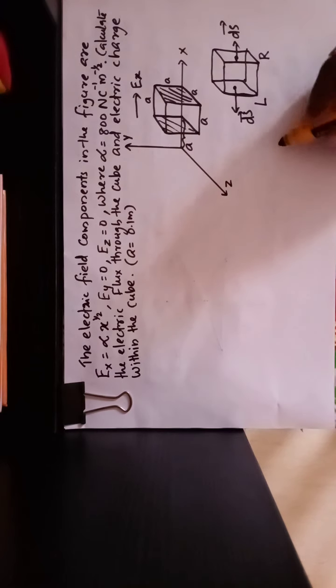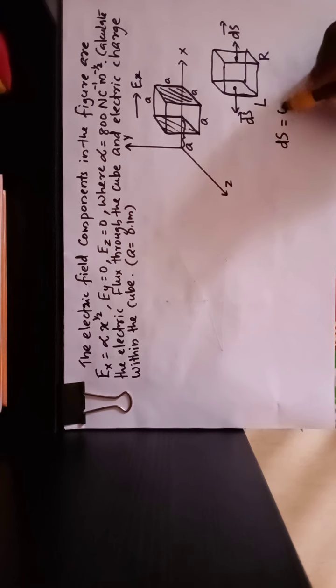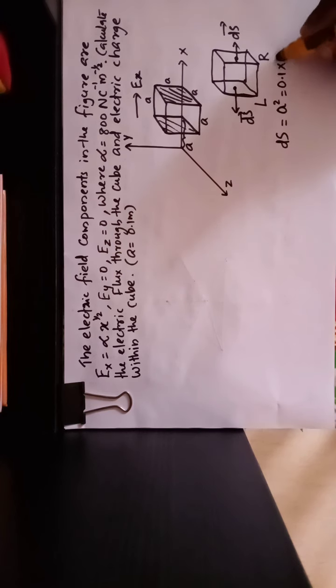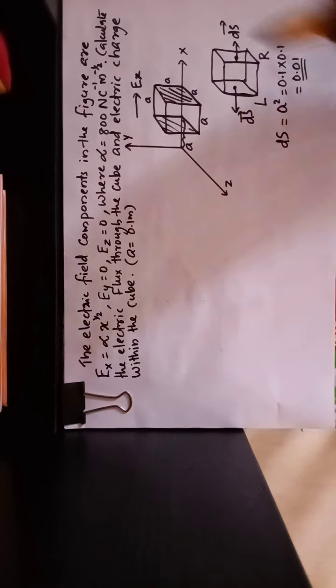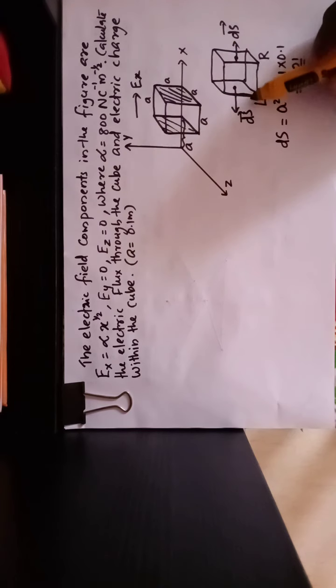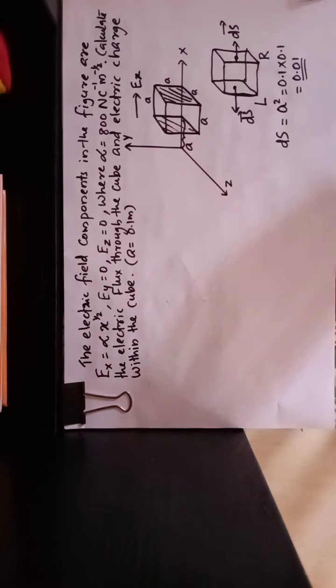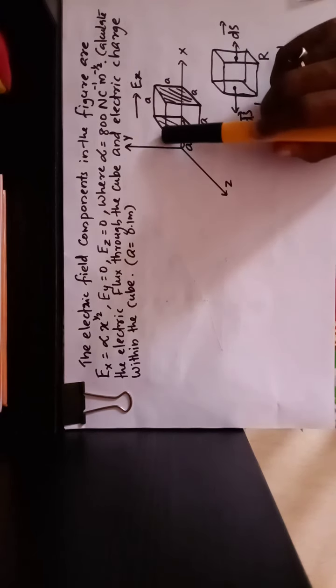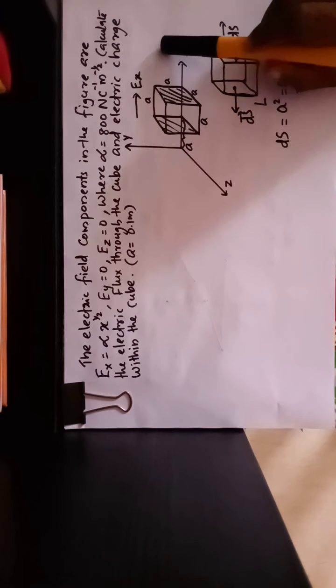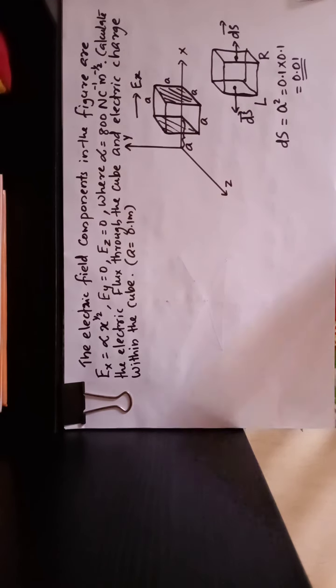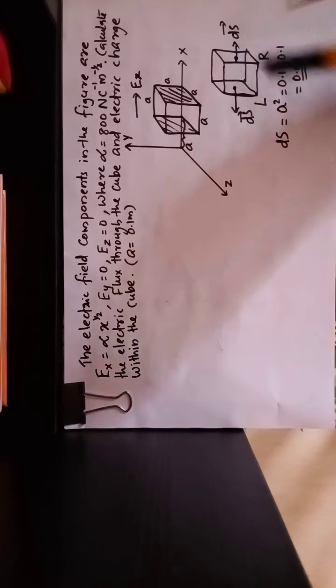What is the area? I can say the value of the area ds is equal to a square, which is 0.1 into 0.1, so it has a value of 0.01. The area vector on both the left face and the right face has the same value, but the direction is opposite. But the electric field through both faces is passing along the positive x direction. We need to find the flux at the left side and the right side.